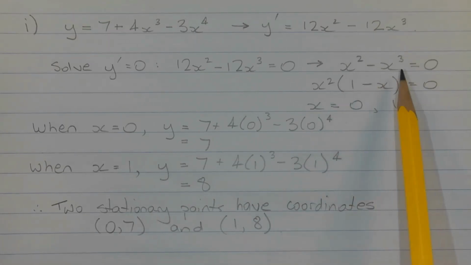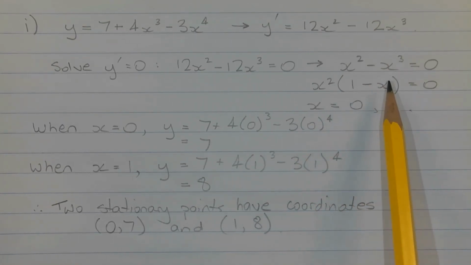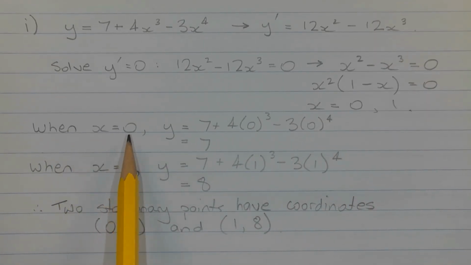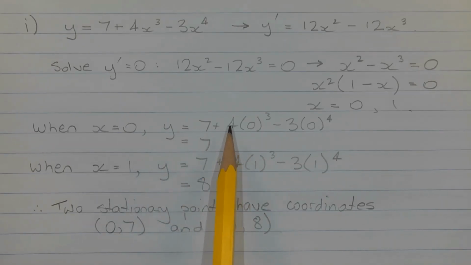Factorising out x squared from the terms on the left hand side, we get x squared times (1 minus x) equals 0. And by the null factor theorem, we arrive at the solution x equals 0 or x equals 1. Now when x equals 0, using the original function, y equals 7 plus 4 times 0 cubed minus 3 times 0 to the power of 4, which equals 7.